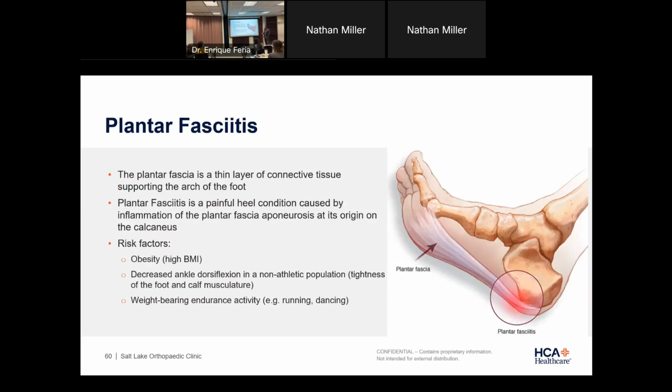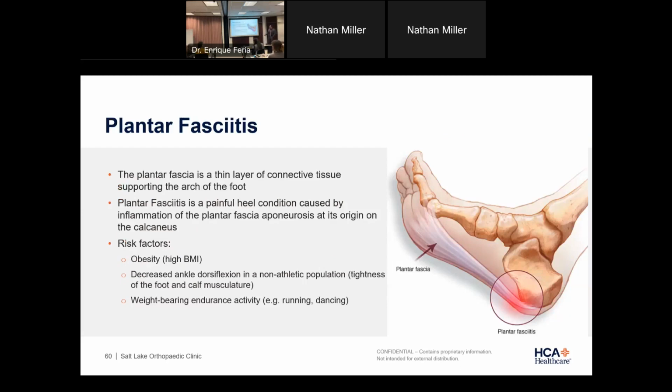Plantar fasciitis, a very common condition. The plantar fascia is a thin layer of connective tissue that goes from your heel bone all the way to your toes, and it helps support your arch. And plantar fasciitis is essentially a painful heel condition caused by inflammation right where the plantar fascia starts on your heel bone here. Some risk factors: obesity.